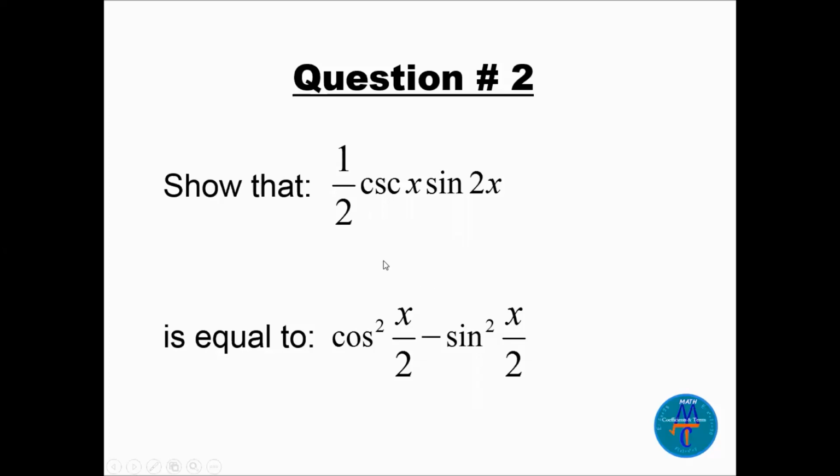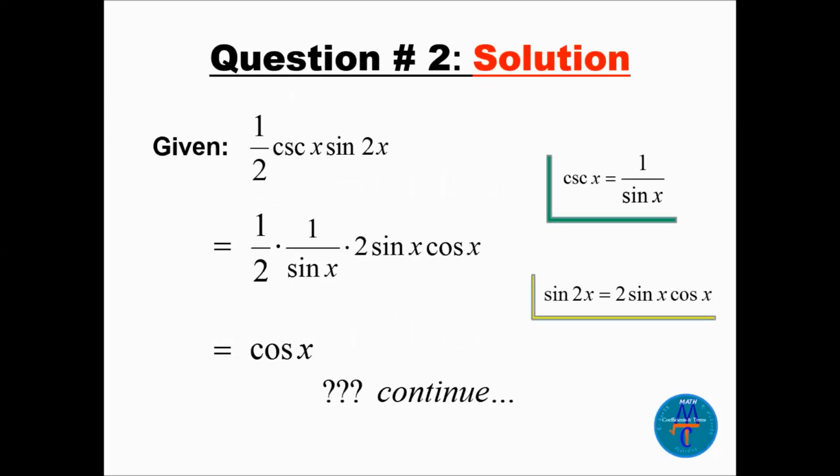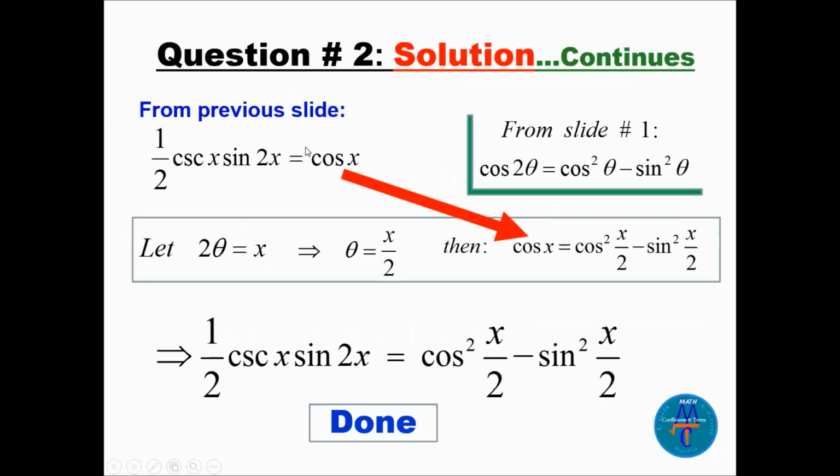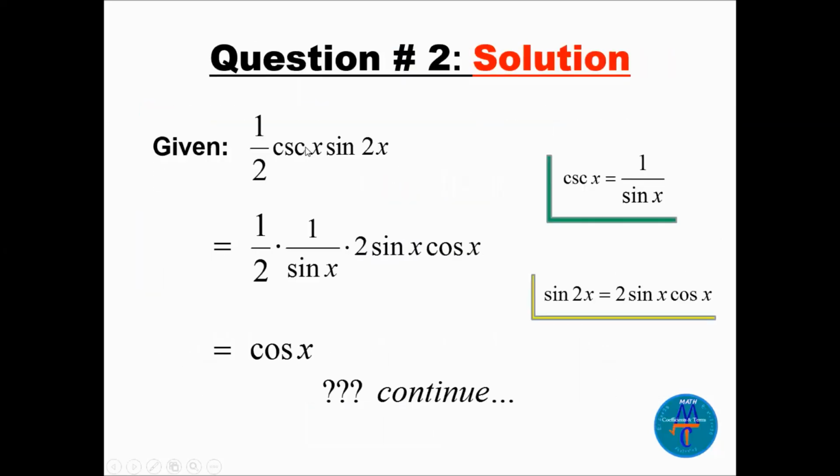So I start here, half cosecant of x. Put the formula for cosecant of x, which is 1 over sine of x. And there is a double angle formula for sine. So it will be like that. You see here? Sine 2x is 2 sine x cosine x, and then cosecant of x is 1 over sine x. Just simple formulas. Cancel the 2, cancel the sine. This is equal to cosine of x.